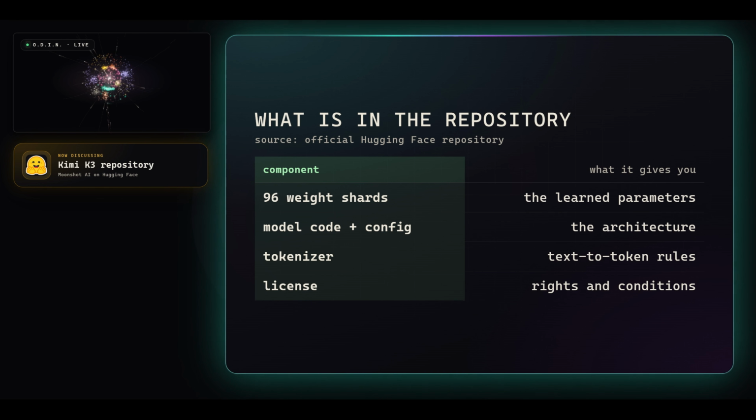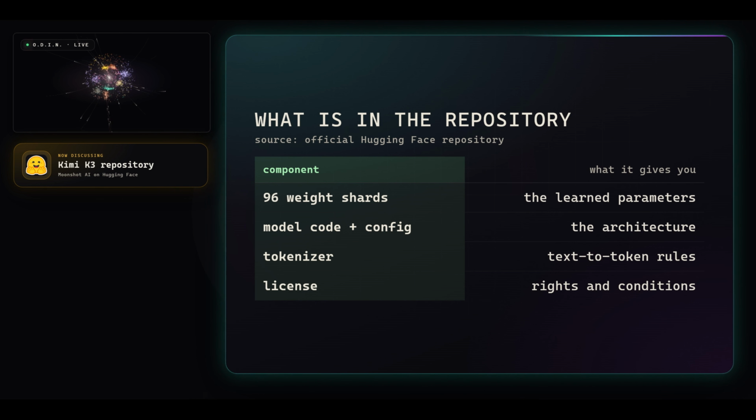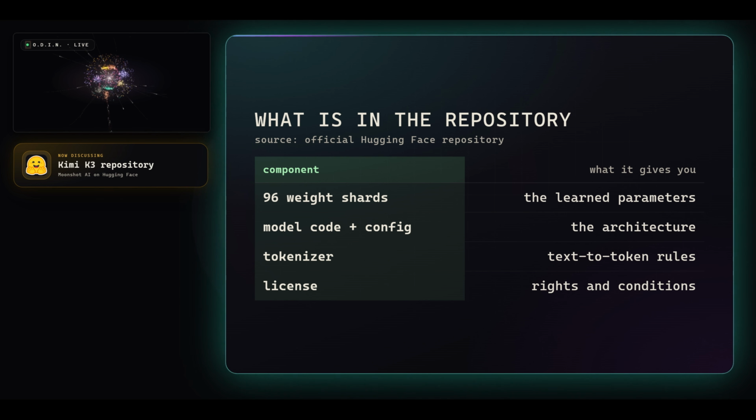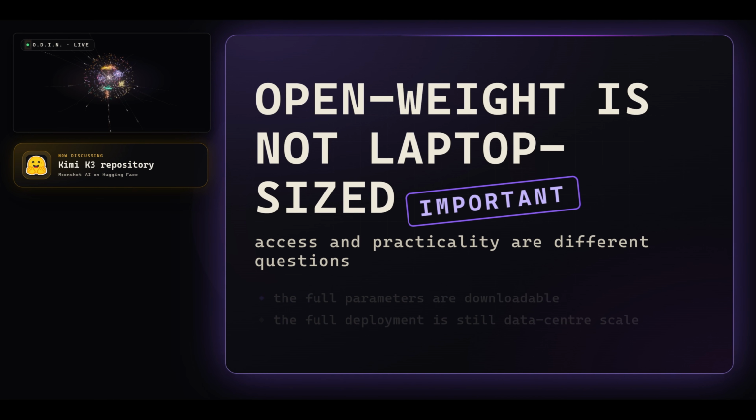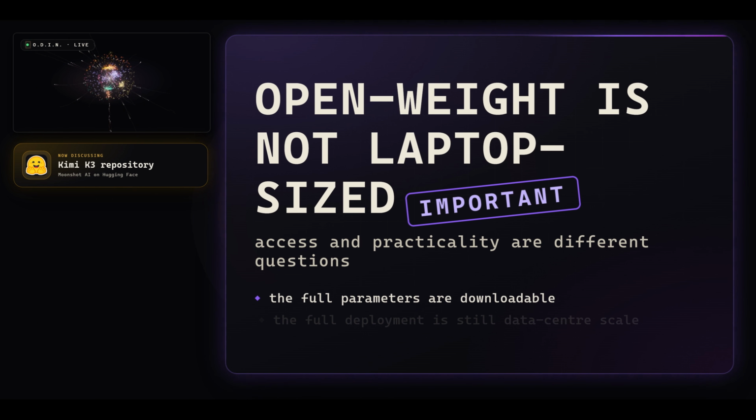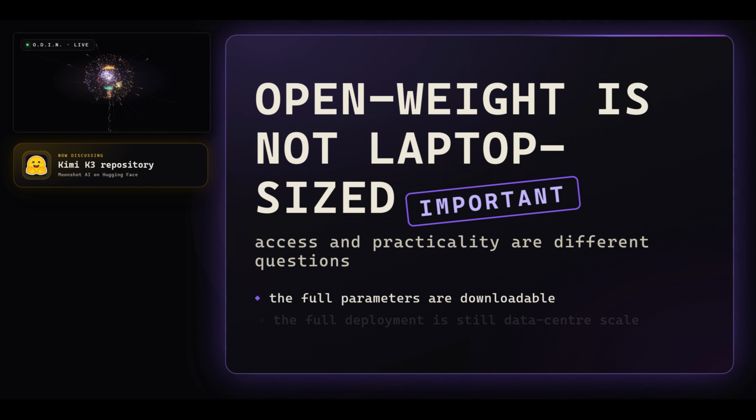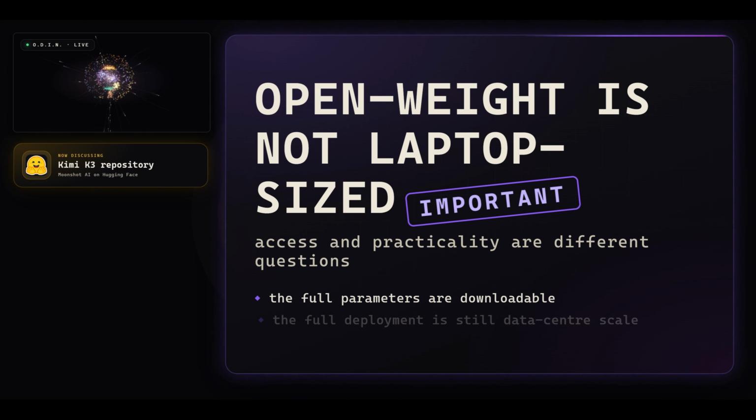What actually dropped is the model code, configuration, tokenizer, license, and the numerical weights that determine Kimi K3's behavior. That makes Kimi K3 open weight. Researchers can inspect and modify it, and infrastructure companies can host it privately. But public weights do not automatically mean laptop-sized local AI.